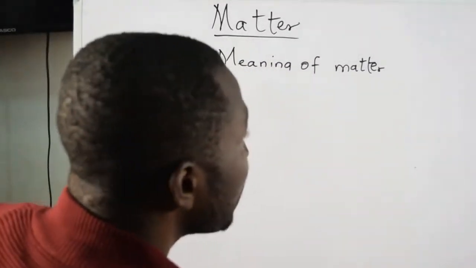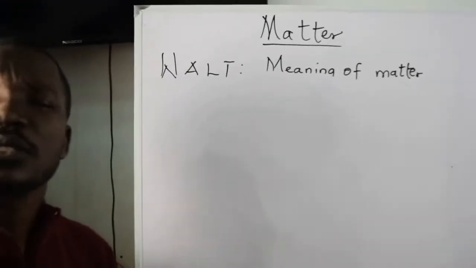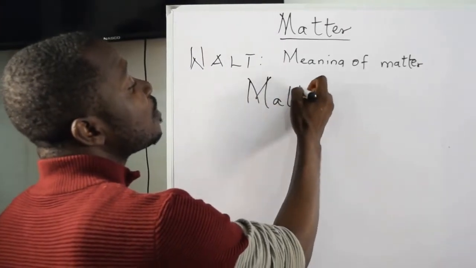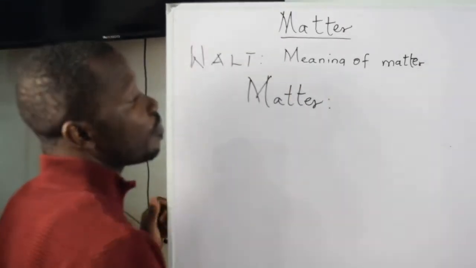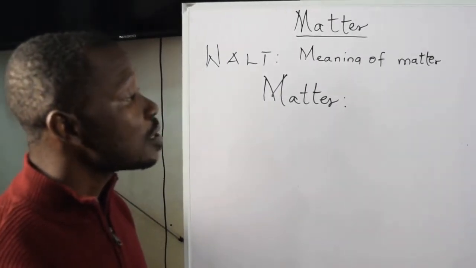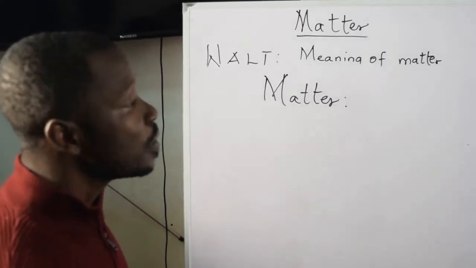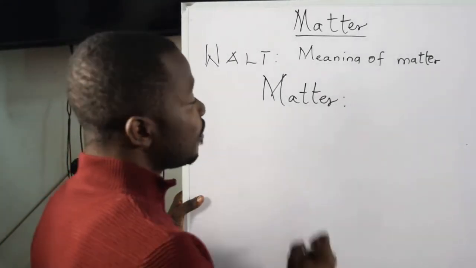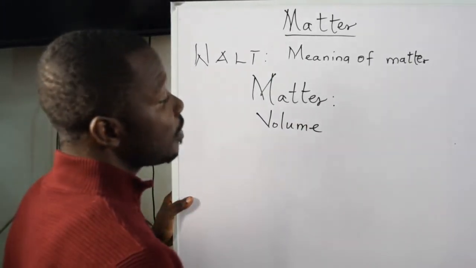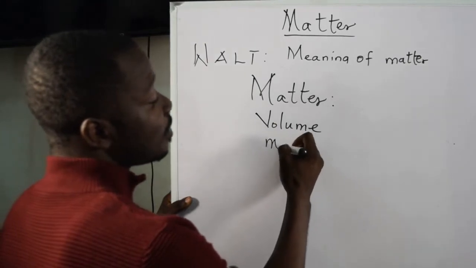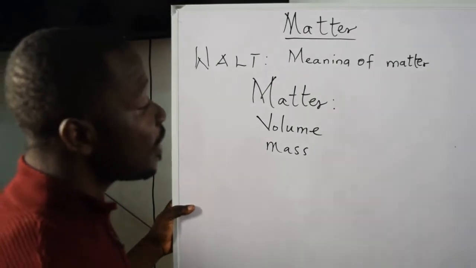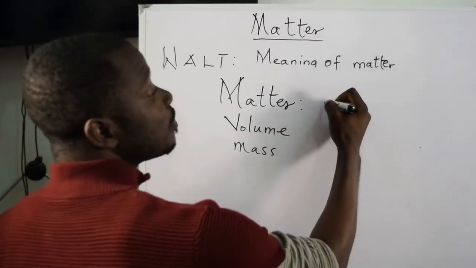Matter is one of the basic topics that we treat as a science topic. But I want us to look at what it means. The world is made up of materials. Now, one of the key things I want us to look at when we are defining matter is the volume that is occupied by materials, and then the mass. So in brief, anything that occupies volume.